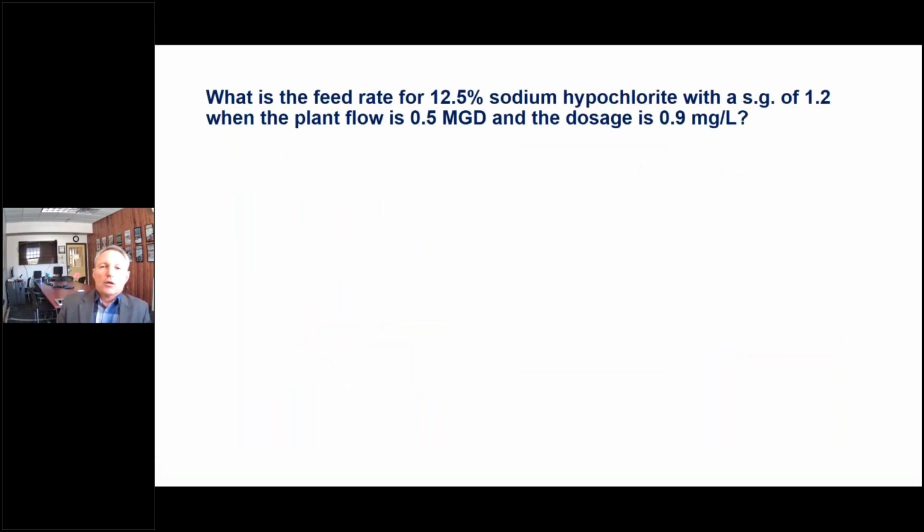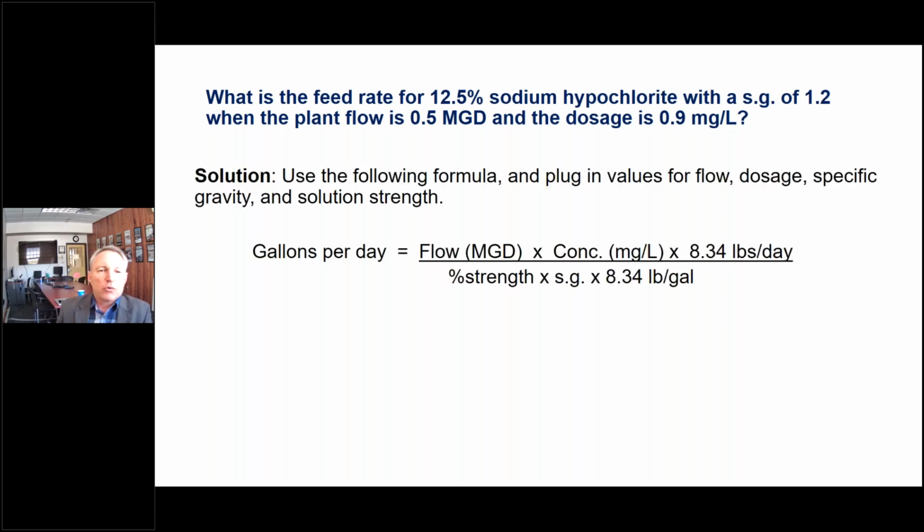So here we're going to try one. What is the feed rate for 12.5% sodium hypochlorite with a specific gravity of 1.2 when the plant flow is 0.5 million gallons per day and the dosage is 0.9 milligrams per liter? So we have all the information we need and we can plug it straight into our formula. Here's our formula once again.